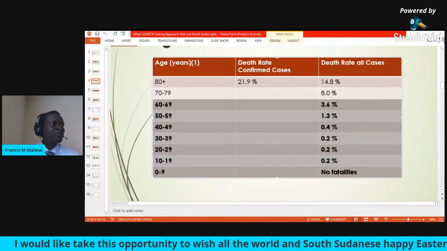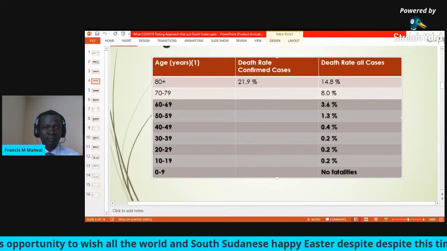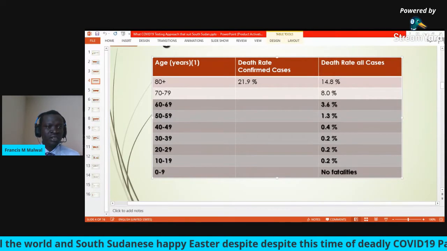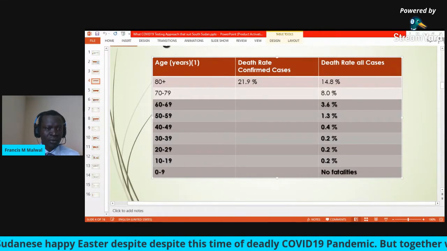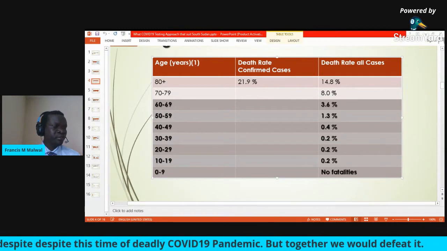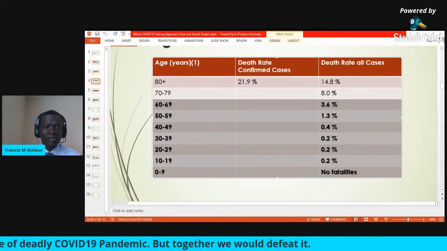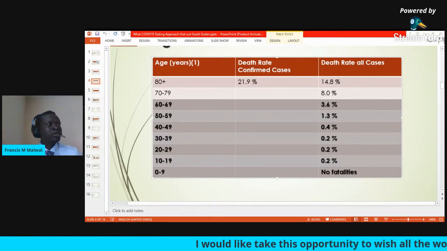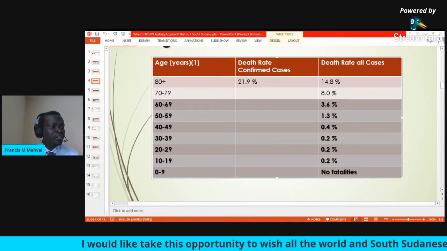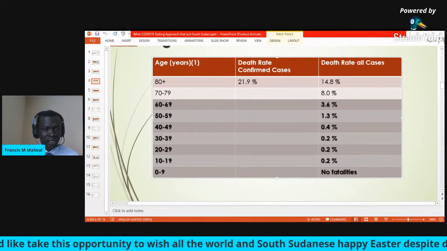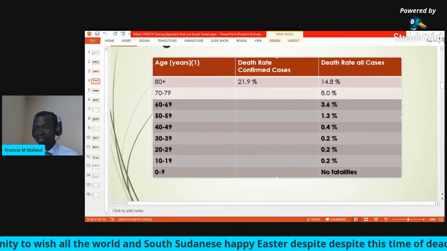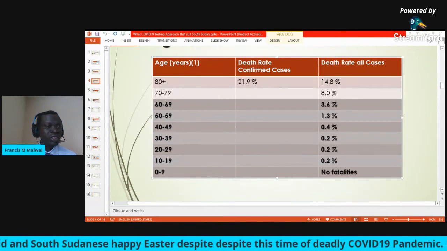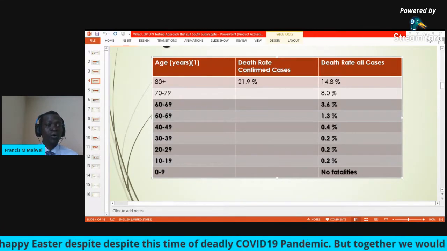So basically, I would like to start from the bottom of this column. If you see here in the right column, we have the age range, and here we have the percentage, the death rate out of all cases. If we start from the beginning, for those people whose age range is from 0 to 9, there is no fatality reported in the whole world.